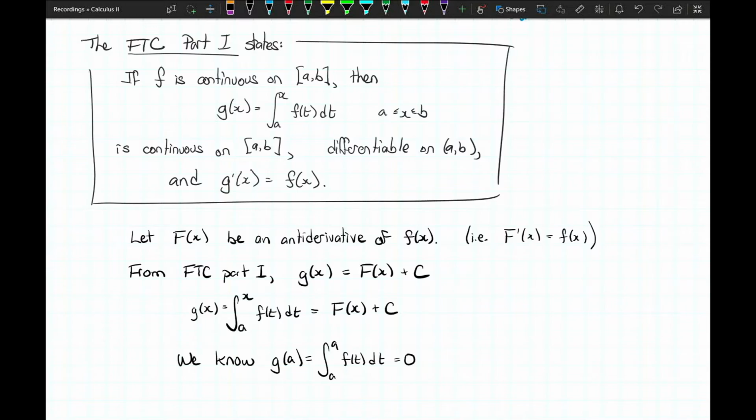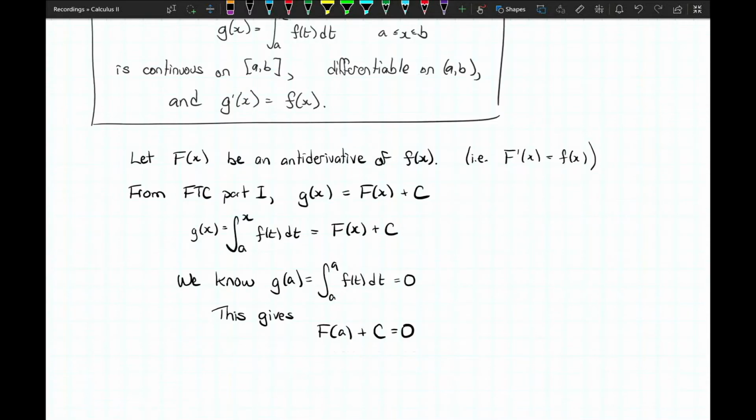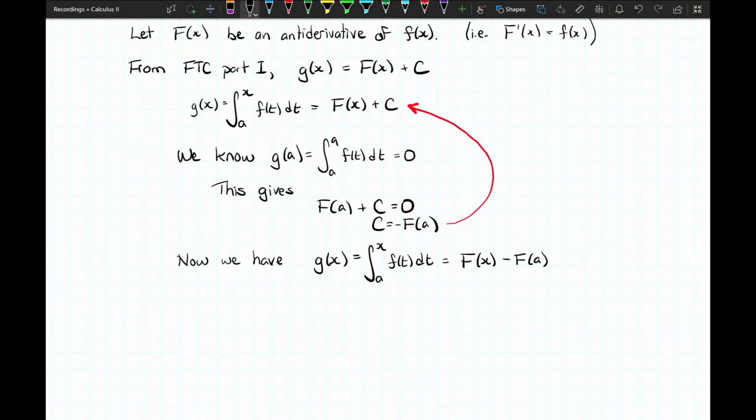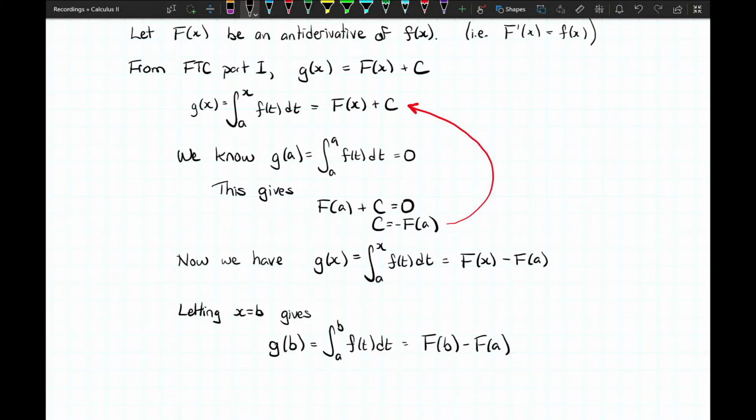Since this is g of a equal to 0, that means that F of a plus c must be equal to 0. Since F of a plus c equals 0, we know that c, this arbitrary constant, must equal negative F of a. We can take that and plug that back into our expression of g of x. Now, what if we wanted to let x be the other endpoint and we let x equal b? Well, then that would be the area under the function f from a to b, and that would be capital F of b minus capital F of a.